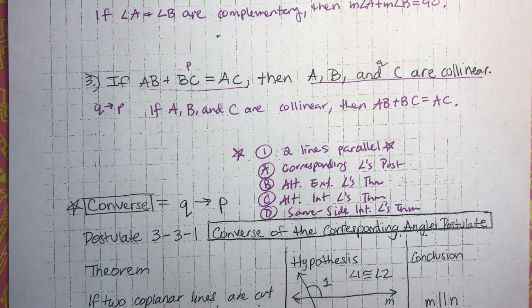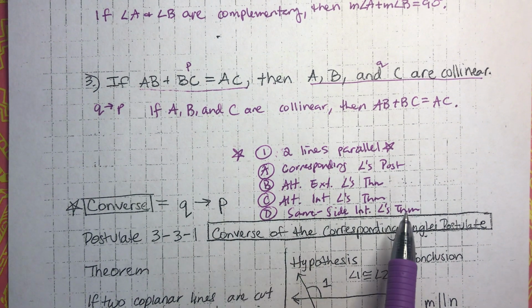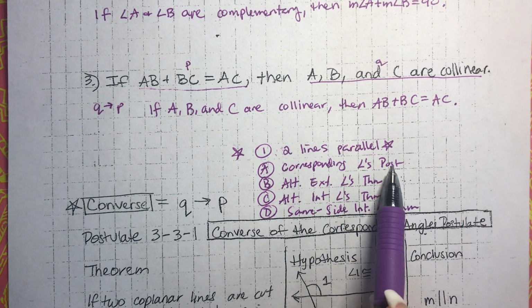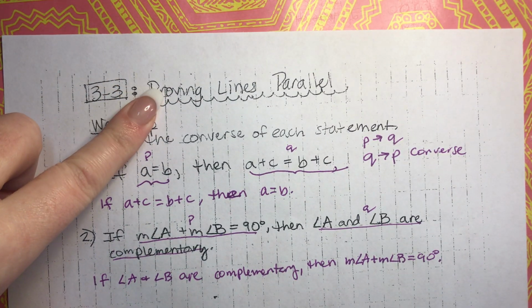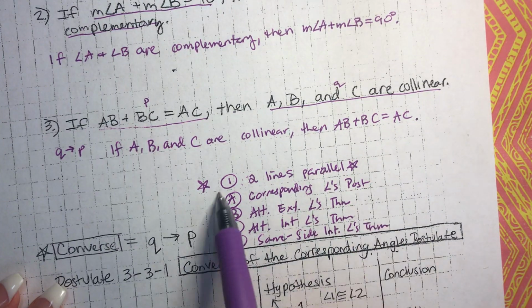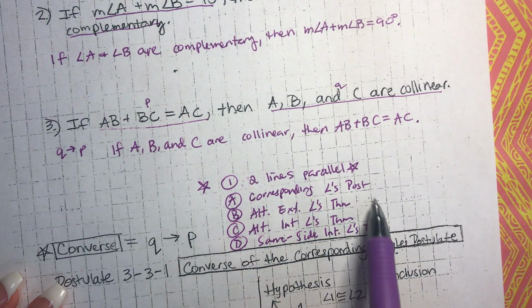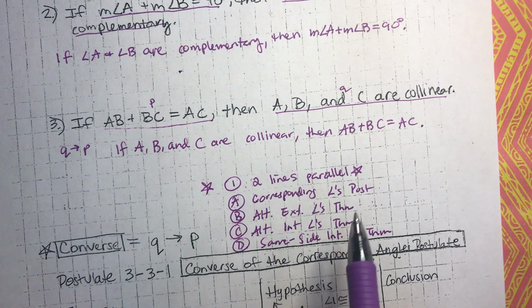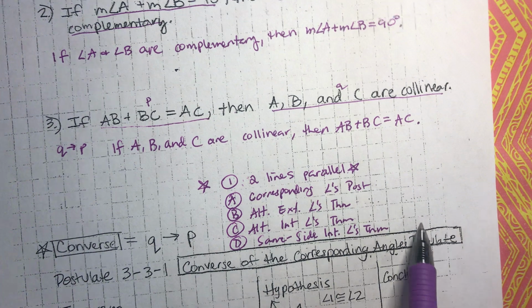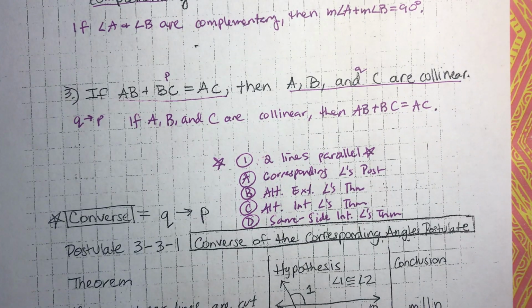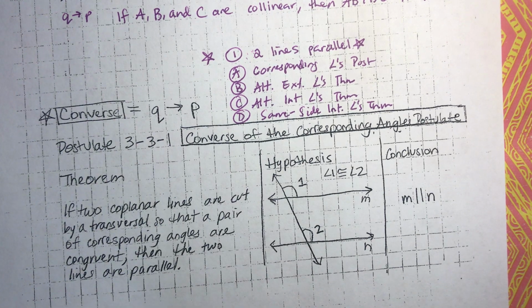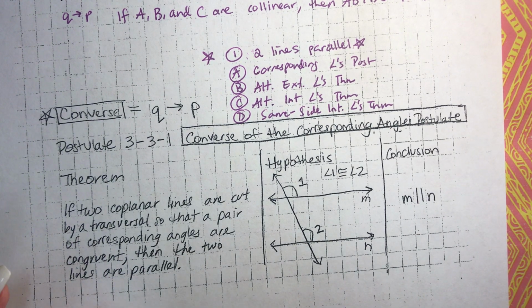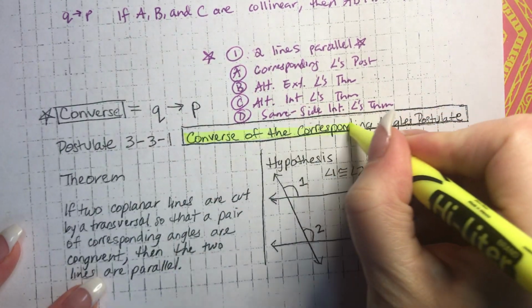So today we're doing the converse, right? We are going to be using these to prove lines are parallel. So we're going to start with this, and then if this is the case and we have 2 angles that are congruent, then we know that the 2 lines are parallel. So for the first one, we start here with the converse of the corresponding angles postulate.